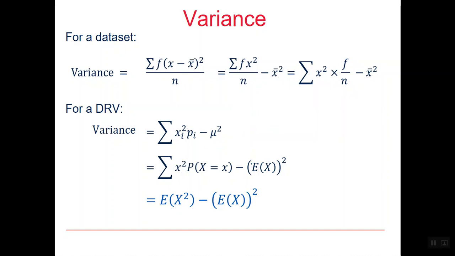This is another form of the variance, the formula for the variance. This is the easiest form to remember. And what we say is that the variance is given by the expected value of x squared minus the square of the expected value.